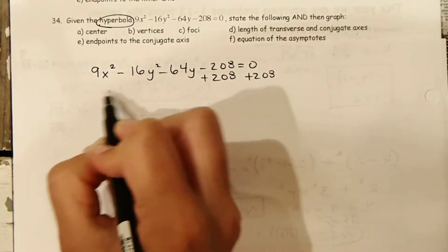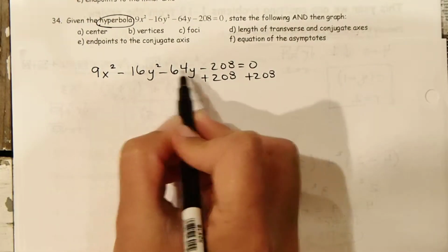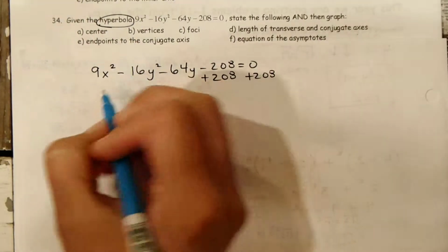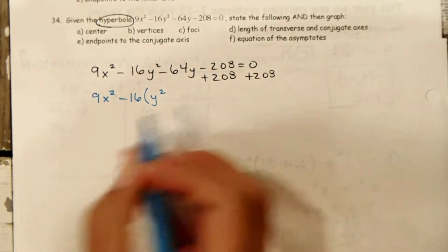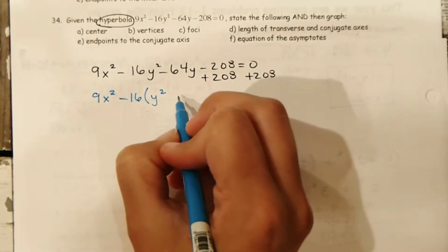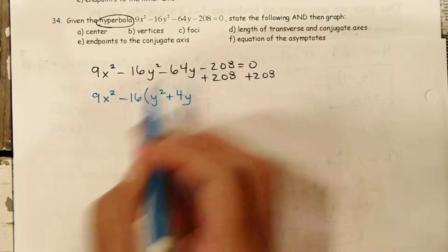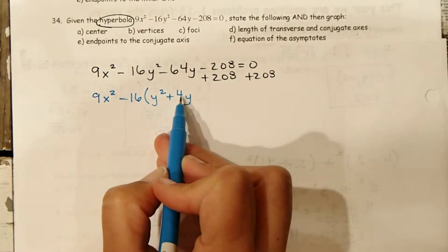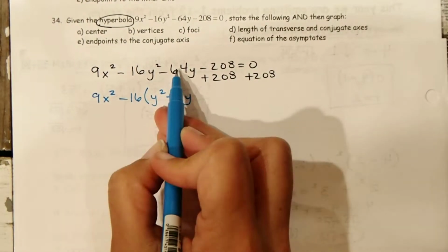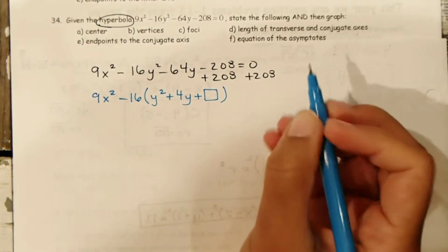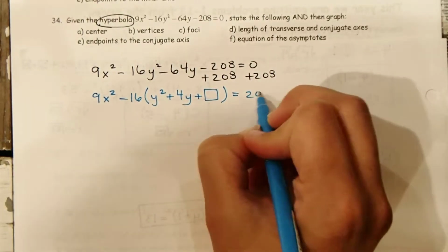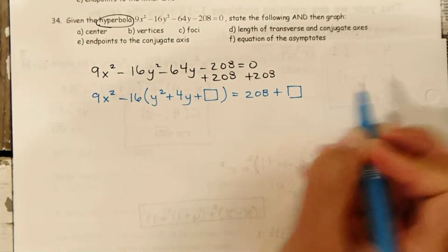And what we're going to do on the next step is factor out a 16 from here. So we've got step 2, 9x squared minus 16, now that's going to leave me y squared plus 4y. I took out a negative 16, so this has to be positive. Negative times positive equals negative. And then I want to complete the square, so I'm going to leave a box space there. This equals 208 plus whatever I added in that box.